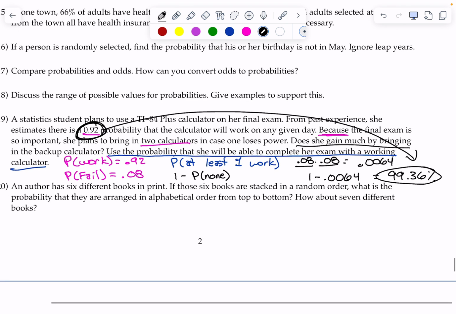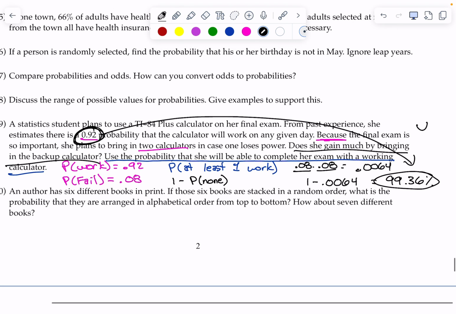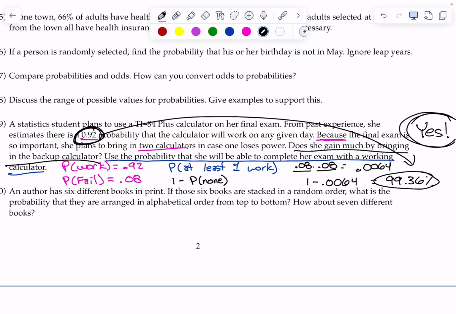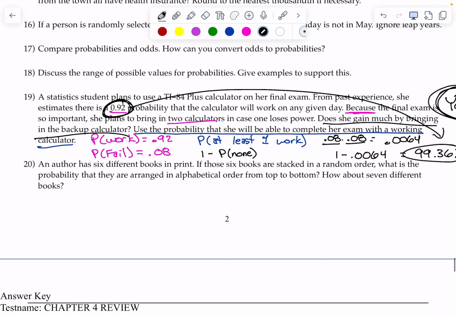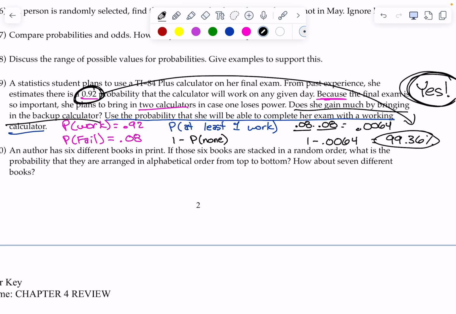Does she gain much by bringing the backup calculator? Yes, bring the backup. So every time they ask for at least one, find the probability of none and subtract from 100%. Good? Let's do 20 just to round it off.